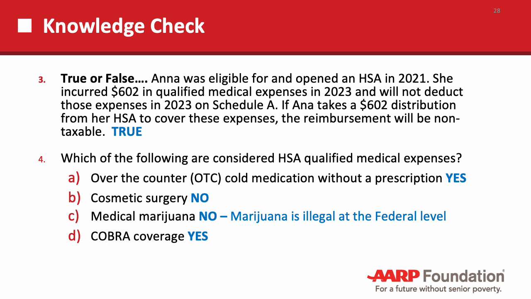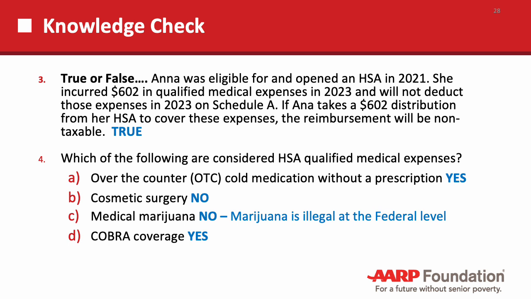So the answer to number 1 is true. Anna was eligible for and opened an HSA in 2021. She incurred the $602 in qualified medical expenses after her HSA was opened, which was in 2023 when she incurred the medical expenses. And since she's not deducting those on Schedule A as medical expenses, then she can claim them. It's true.